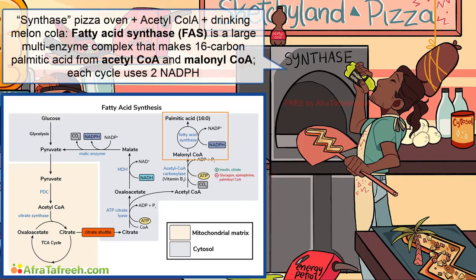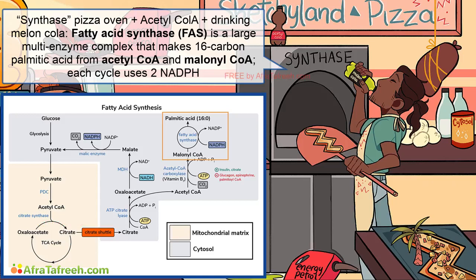Not so easy. It requires a large multi-enzyme complex called fatty acid synthase, or FAS. This complex is huge. FAS uses acetyl-CoA and many units of malonyl-CoA to make 16-carbon palmitic acid. While you don't need to memorize each specific enzyme, you should understand how FAS works.